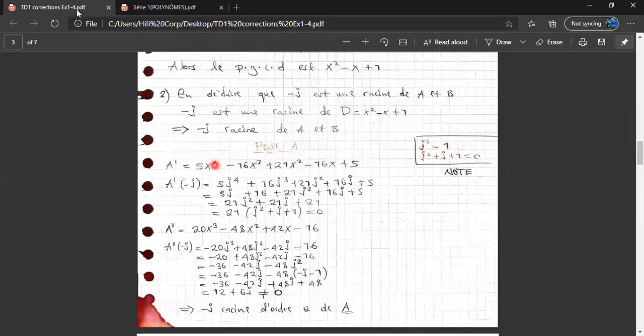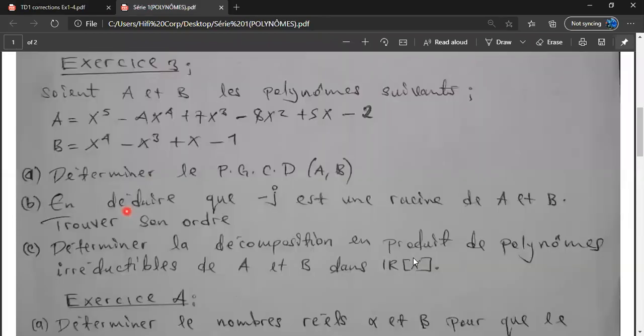Yeah. So we go to C. Déterminer la décomposition en produit de polynômes irréductibles de A et B dans R. These are the questions we'll be finding. So now you are decomposing it. You want to decompose A and B into irreducible form, until the point where it cannot be reduced anymore. That's what you are doing now. So how do we do it?